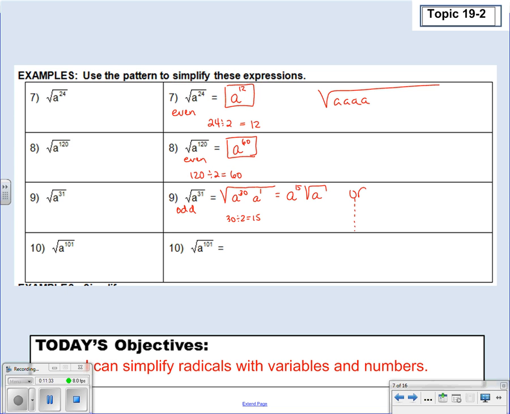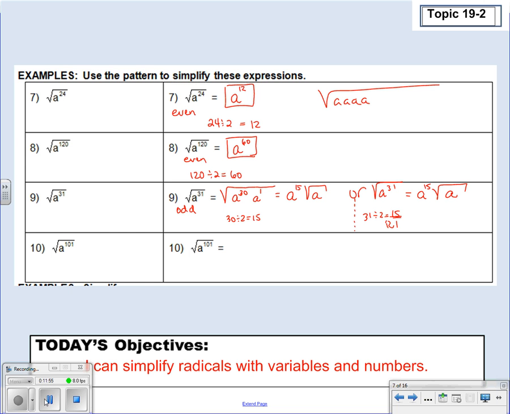Or if I keep it as a to the 31, then if I do 31 divided by 2, I get 15 with a remainder of 1. So again, the 15 tells me a to the 15th, and the remainder of 1 tells me that's 1 underneath. You should always get a remainder of 1.